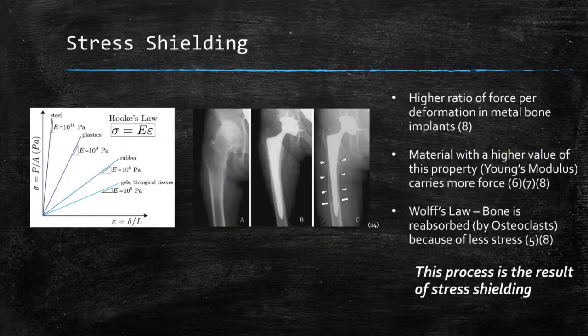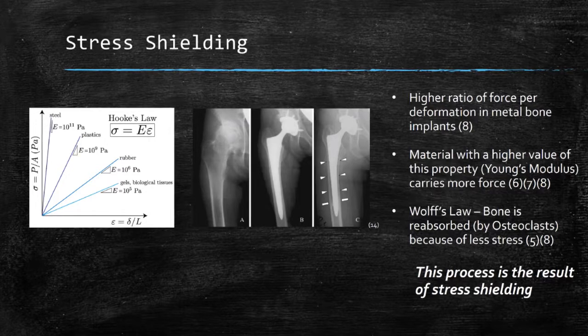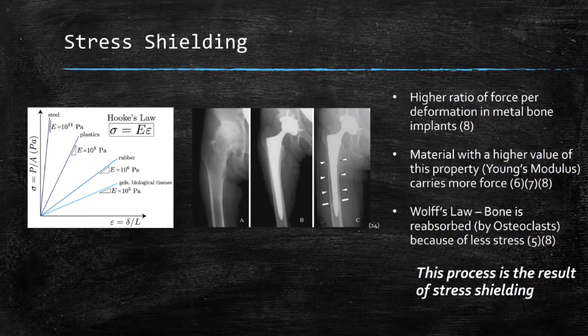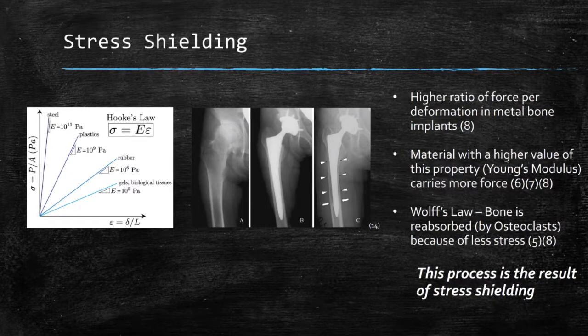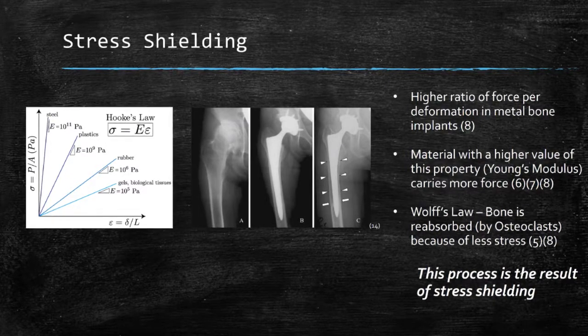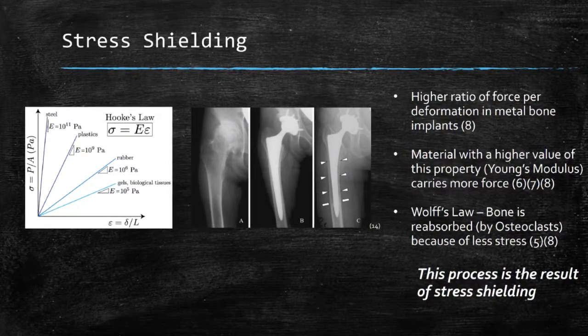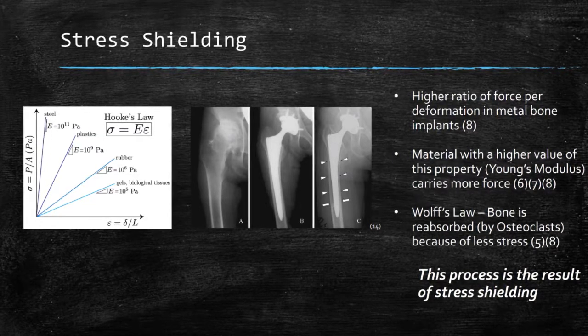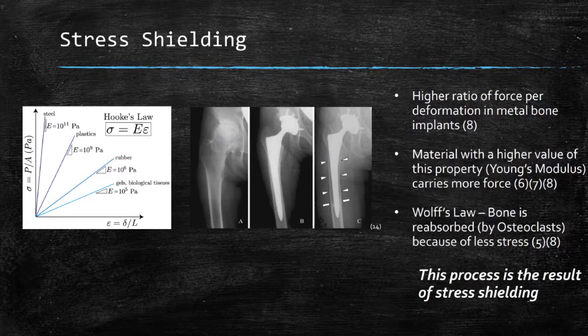When compared with bone, metal implants have a higher ratio of stress needed to deform. This ratio is called Young's modulus, symbolized by the letter E. The picture on the left shows the ratios of several materials. As you can see, steel takes more stress to deform when compared to tissue. Due to force properties, the material with a higher value of this ratio carries more load.